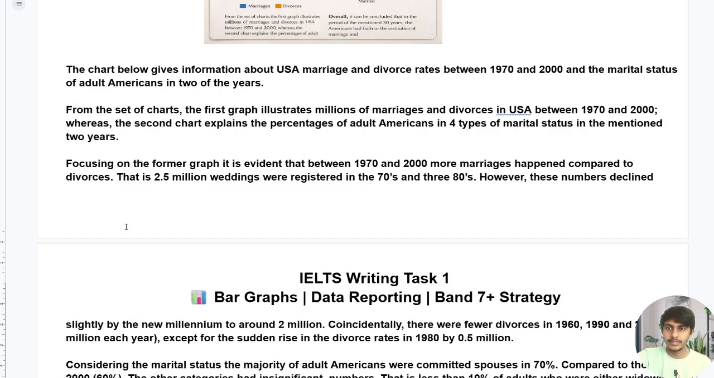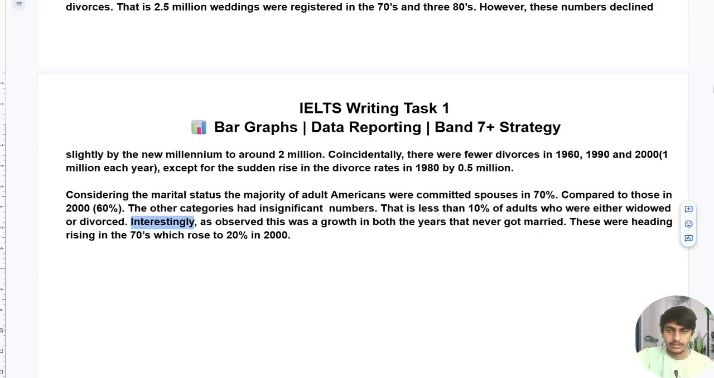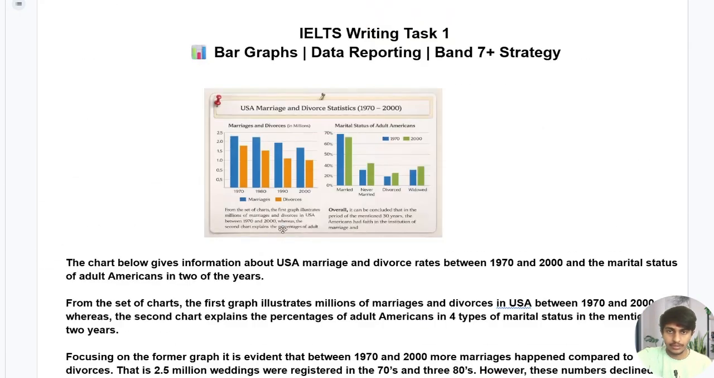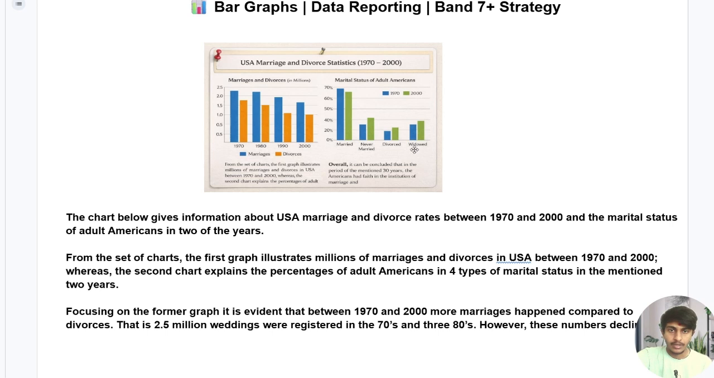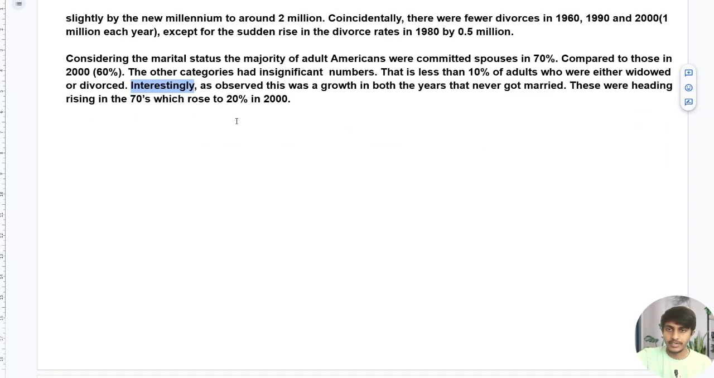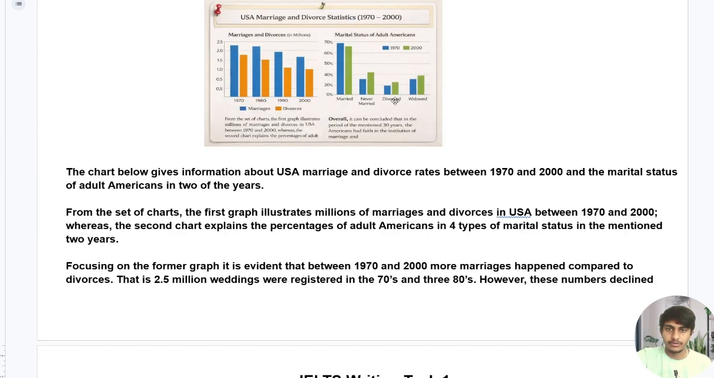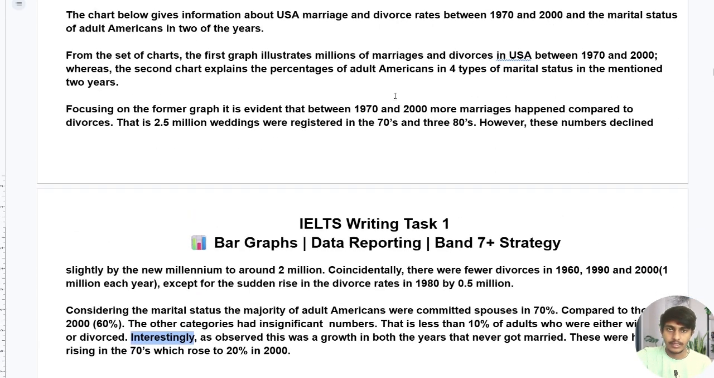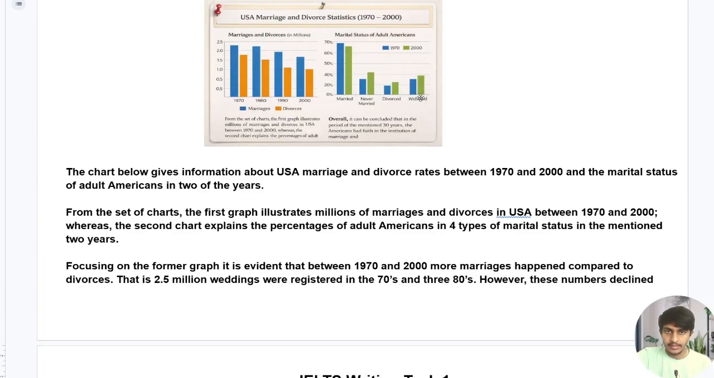So here, repeat, in 2000 there is 20%. The 20% in 2000 were widowed and divorced. So divorced in 1970 is below 20% and divorced in 2000 above 20%. Widowed in 1970 is something like 30%, and in 2000 it is 40%.